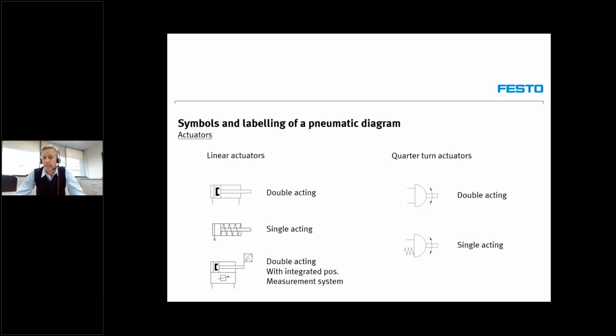Okay, so now we've covered the valves and their symbols, but let's quickly have a look at the actuator symbols that we've covered. So on the left-hand side, we've got our linear actuators. This is the symbol for the double-acting actuator, your single-acting actuator. Remember, we get a spring to retract what we see here, and we get spring to extend. And at the bottom, we have a double-acting cylinder with integrated position feedback. On the right-hand side, when we get to our process actuators, we've got our quarter turn actuators. So the first one is a double-acting actuator, and on the bottom here is a single-acting actuator with spring to return. You will see the spring there.